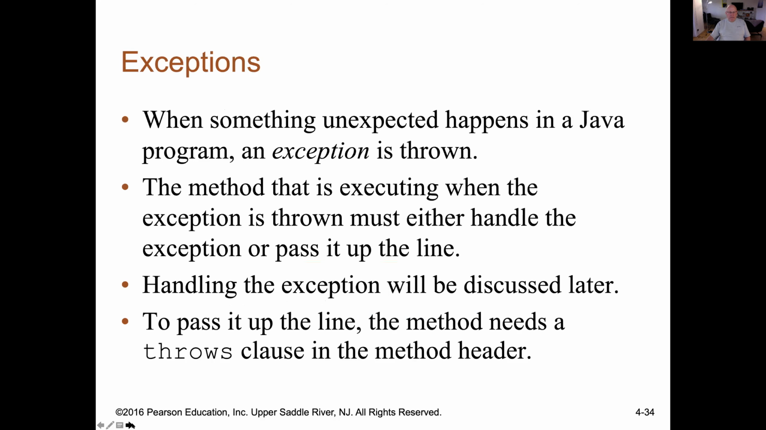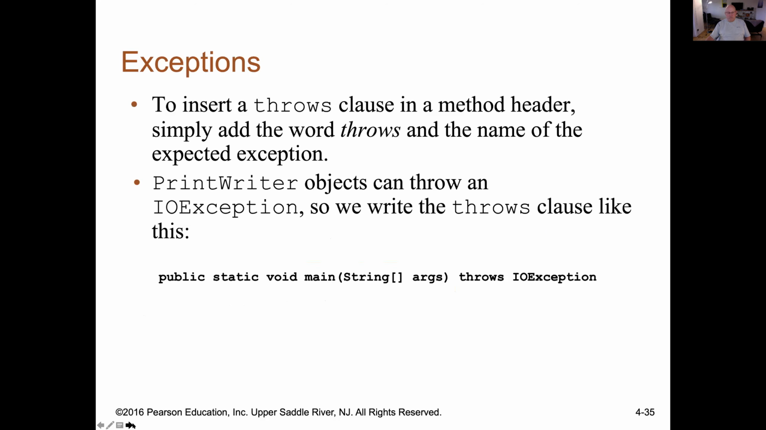Exceptions. What are exceptions? When something unexpected happens in a Java program, an exception is thrown. The method that is executing when the exception is thrown must either handle the exception or pass it up the line. Handling the exception will be discussed later. To pass it up the line, the method needs a throws clause in the method header. This is how you insert a throws clause in a method header.